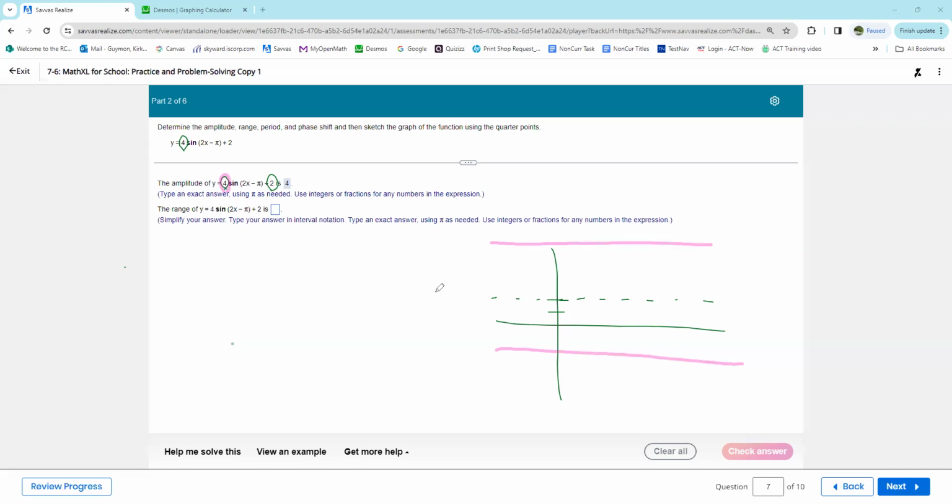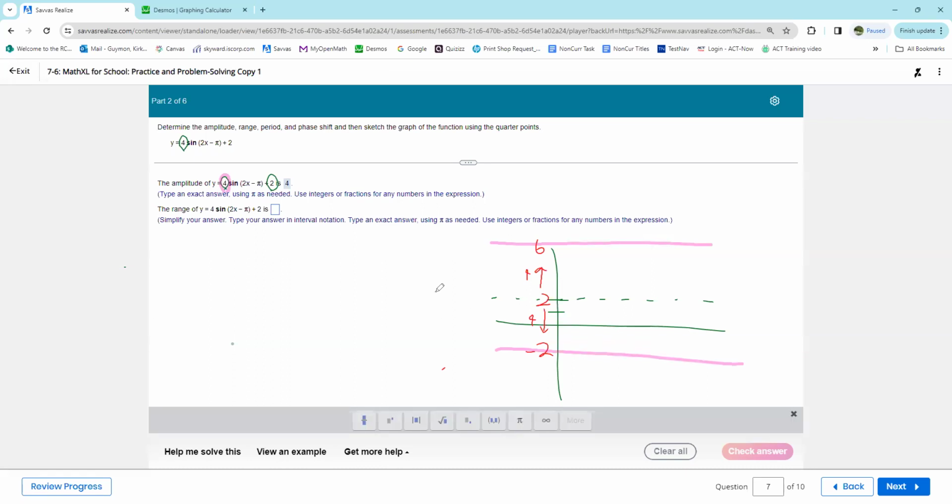So for those numbers, there's my 2, and you go up 4, that would be 6. And you go down 4 from there, that would be down to -2. So those would be my range. When I come over here and put my range in, they want interval notation. So, interval notation reminder, it goes from the lowest point, -2, up to the highest point, 6, for this problem.